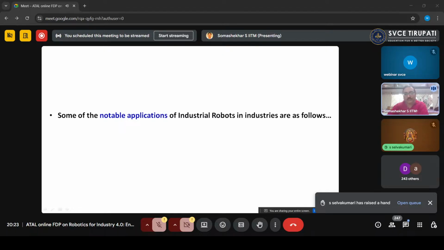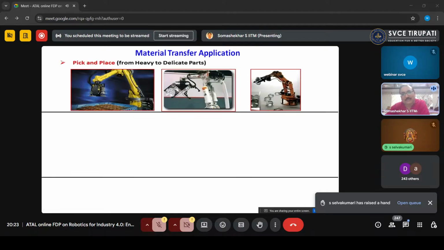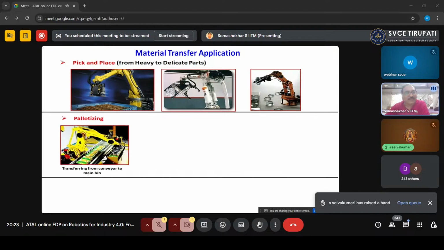Some notable applications of industrial robots, you have already seen. Now please focus on the grippers, joints and links, and how they will work, because robots are used for pick and place. How many degrees of freedom do robots have, 6 degrees, 4 degrees? What are these degrees of freedom? You'll see now the pick and place applications from heavy to delicate parts having different degrees of freedom. Palletizing is very important, which needs 1 more degree of freedom because it should pick the parts on the conveyor one by one and place them in the boxes as programmed. Once the box is full, the box will move, an empty box will come, and again it will load, palletizing.